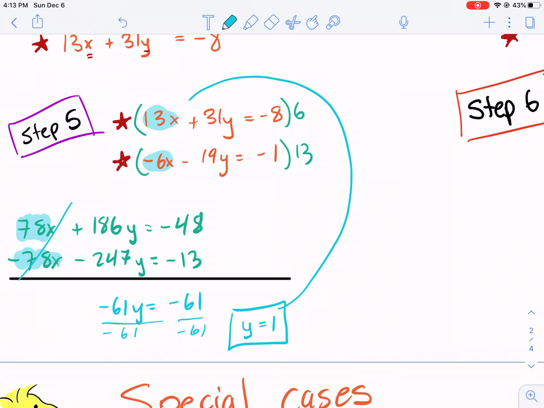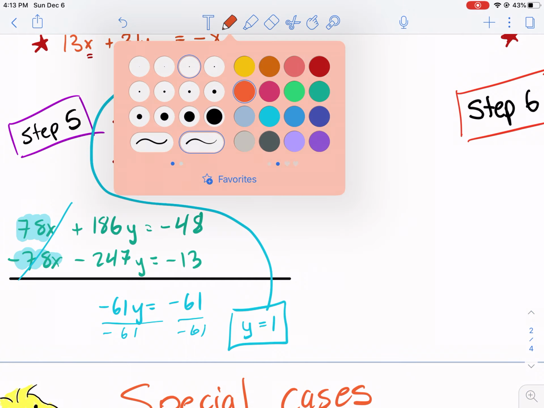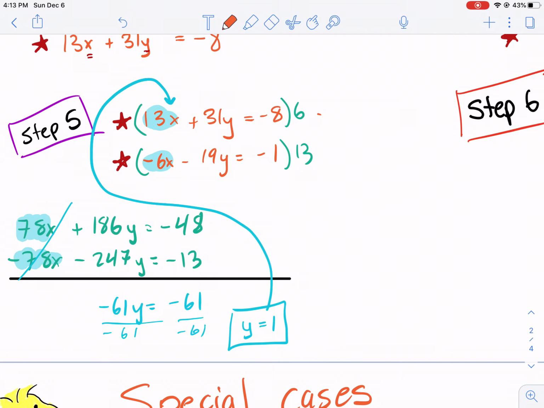I'm going to plug it back in. Just trying to make this the easiest for you. So I have 13 times x, I don't know what x is, plus 31 times 1 equals negative 8.